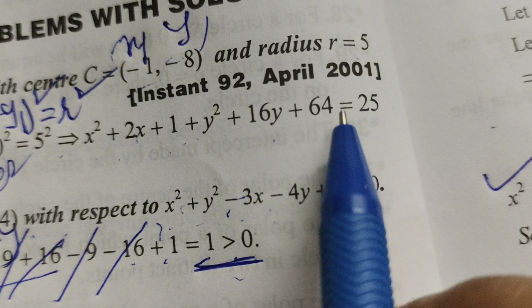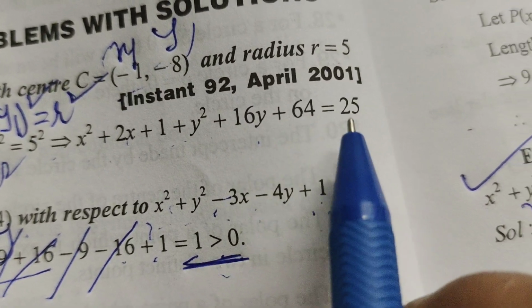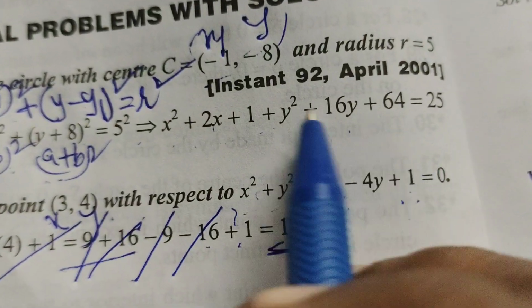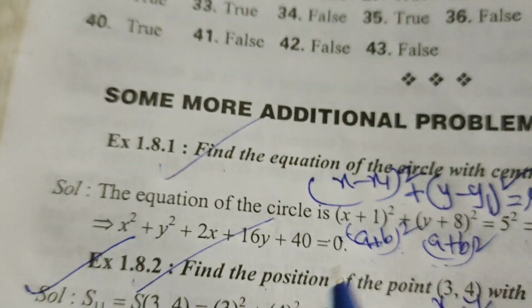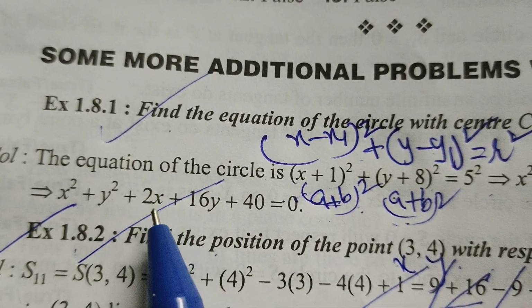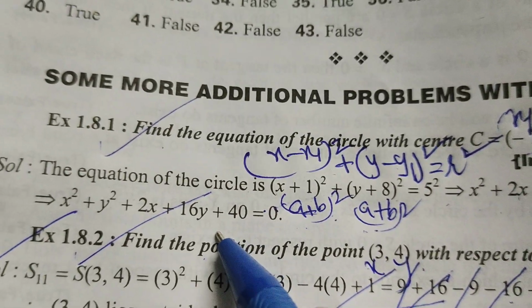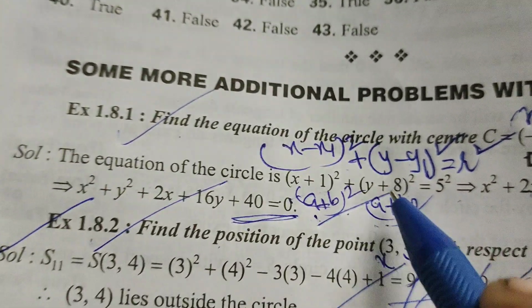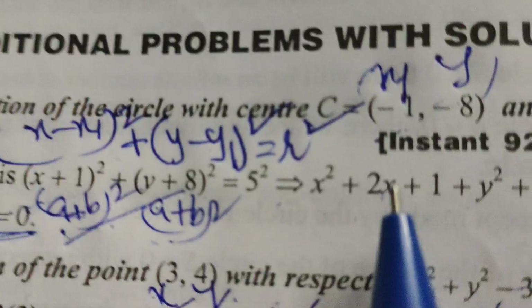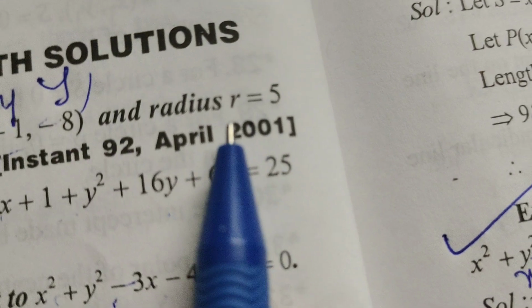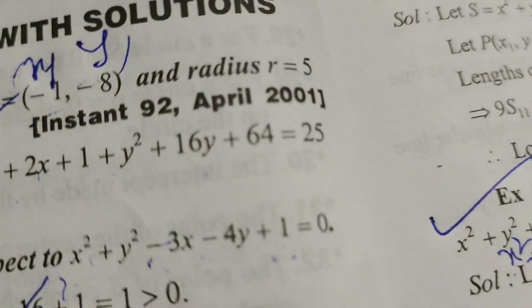So, 25 minus 65 means here minus 40, right? LHS means plus 40. Therefore, x² + y² + 2x + 16y + 40 = 0 is the equation of the circle with the given center (-1, -8) and r = 5. Yeah, thank you.